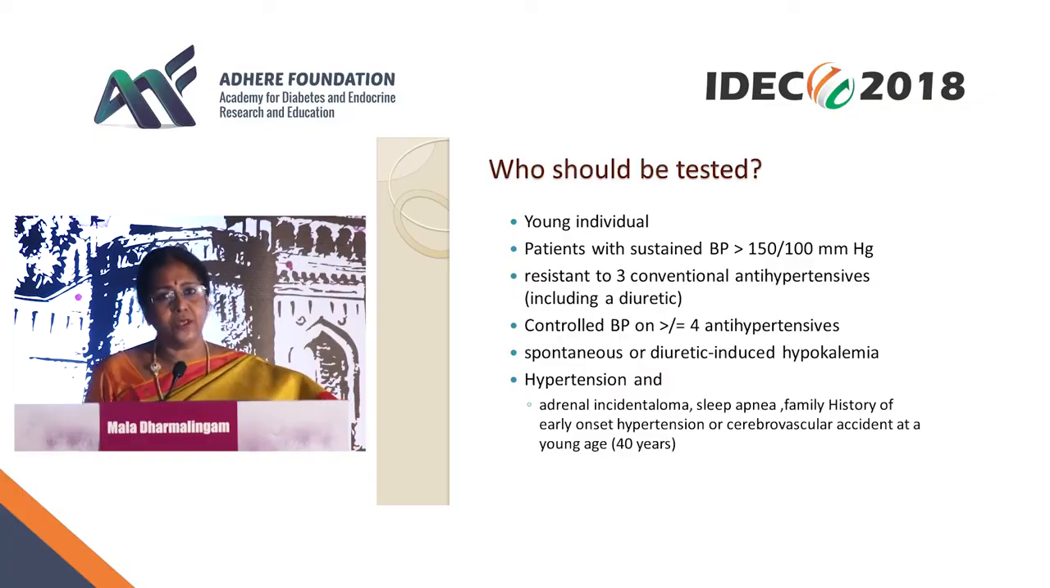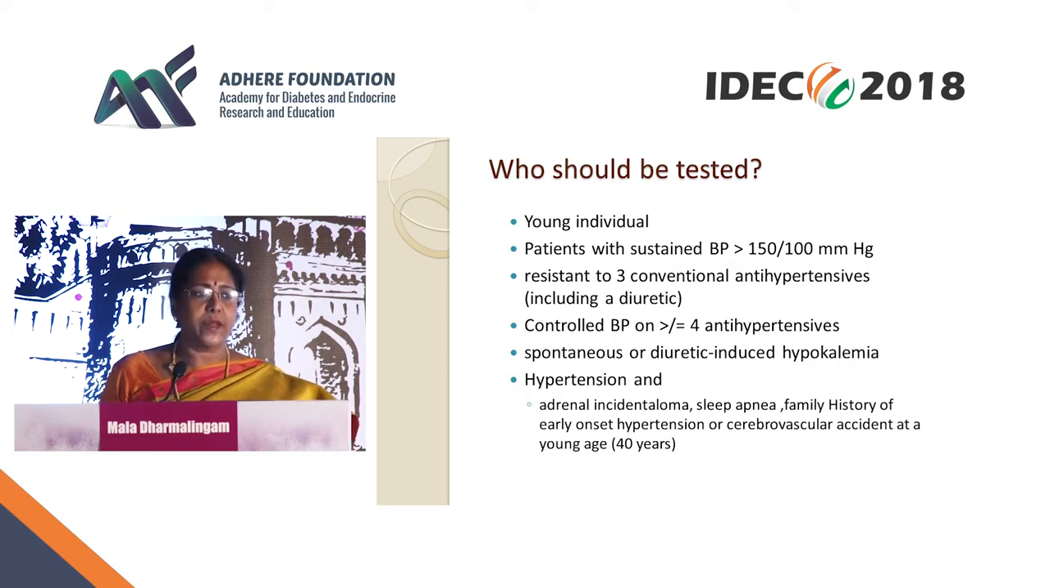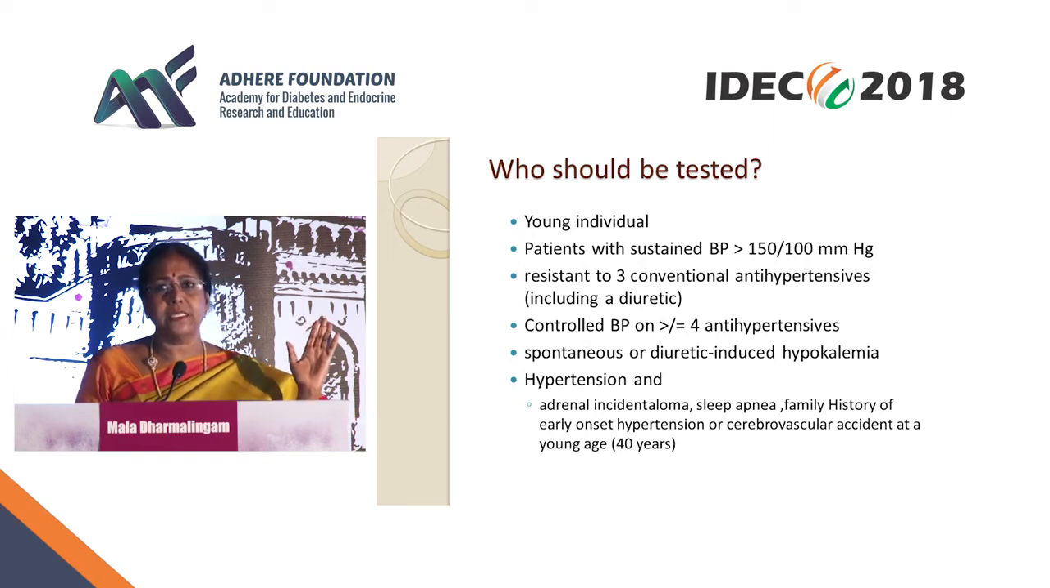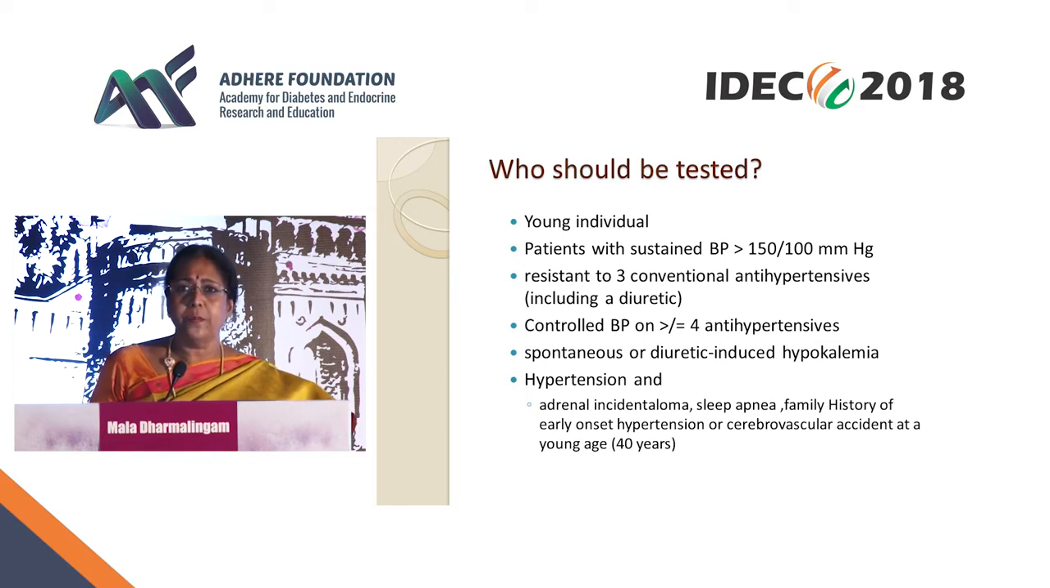So now who should be tested? Should we test everyone? No, it is very cumbersome and not cost effective to test everyone. Young individuals, patients who have high blood pressure which is not coming down in spite of 3 antihypertensives, or they're controlled with more than 4. And if there is a diuretic-induced hypokalemia, please think that this could be endocrine hypertension. And if it's associated, just by and large, think you did a CT abdomen, you found an adrenal incidentaloma, the patient says, I have sleep apnea, which is very common with hypothyroid, or a family history of early onset hypertension, you should think that we are looking at endocrine hypertension.